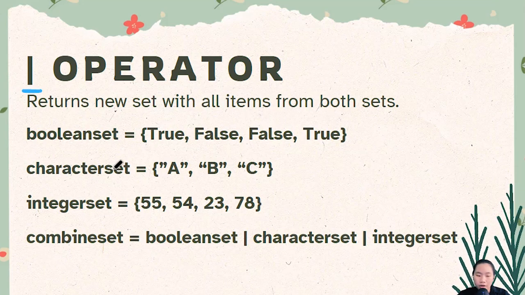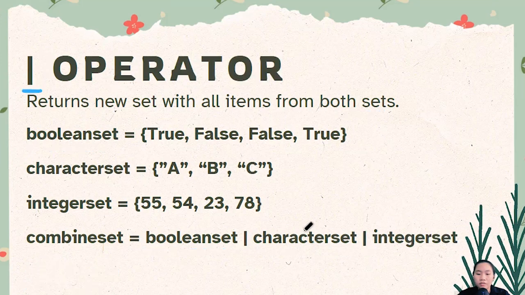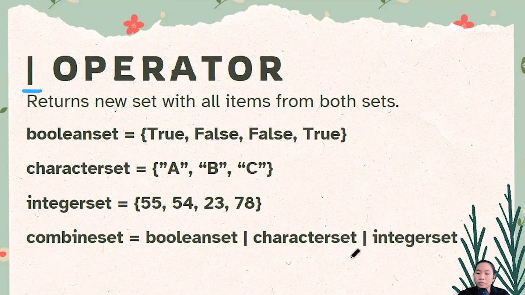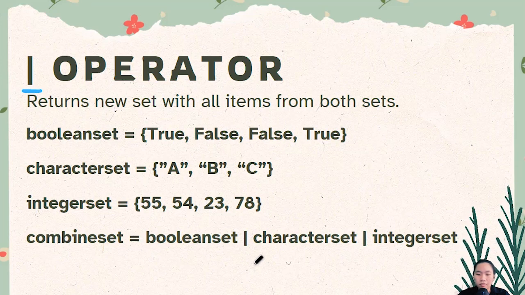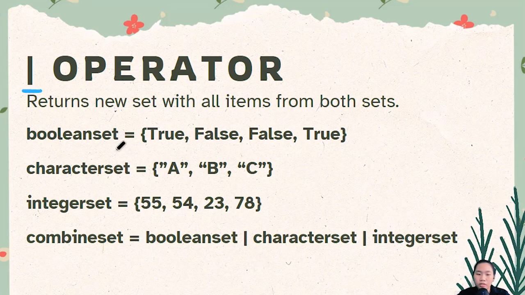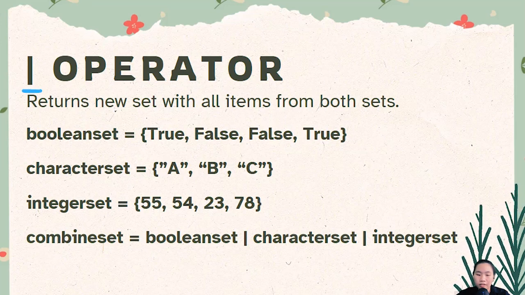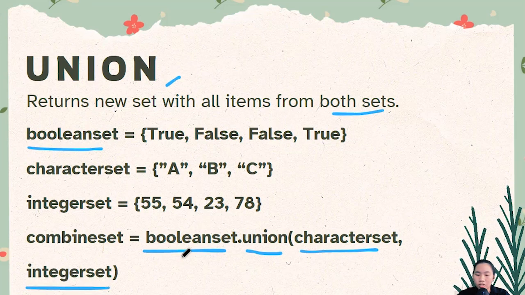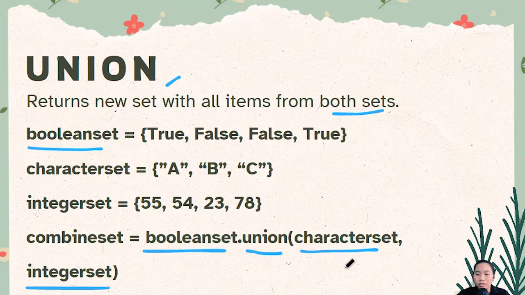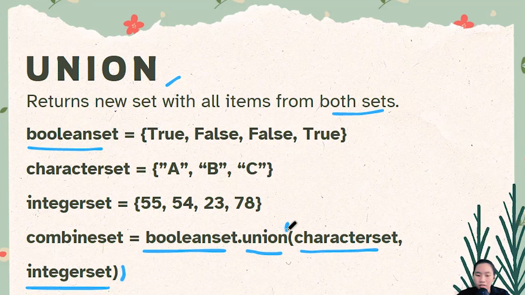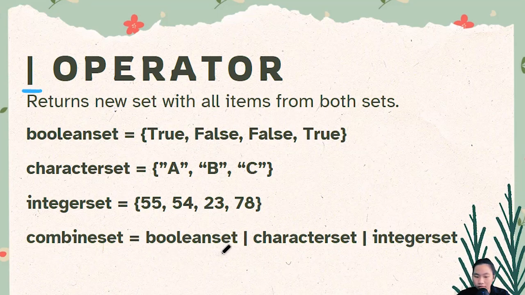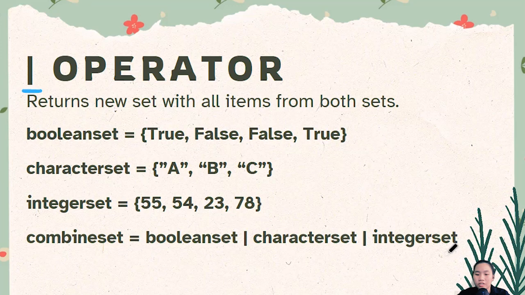It works very similarly. You can say that it works the same as union. It gives you a shorter syntax to work with, right? This looks neat. This looks clean, very short, very simple. Once again, Boolean set, character set, integer set. Instead of writing Boolean set dot union, and whatever values of a set that you want to add in between these parentheses, you can go Boolean set, this operator, character set, this operator, and integer set.